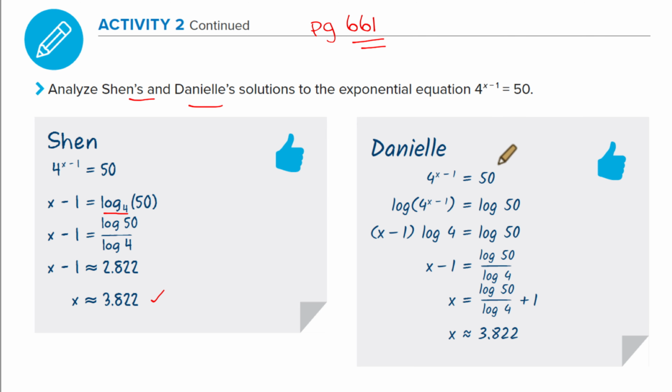Well, Danielle did it a little differently. Danielle took logs right at the beginning and then pulled that exponent. This is an exponent, right? So we used that power and brought it down front. And so we have x minus 1 times the log of 4 equals log of 50. Divided by the log of 4, this is what Danielle did, by the way, on both sides. We're going to get log of 50 over the log of 4 equals x minus 1. You get the same answer that way.